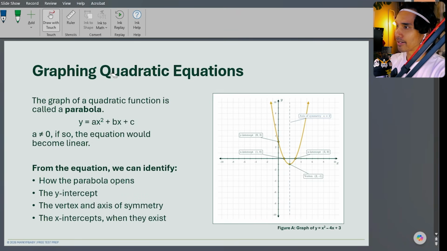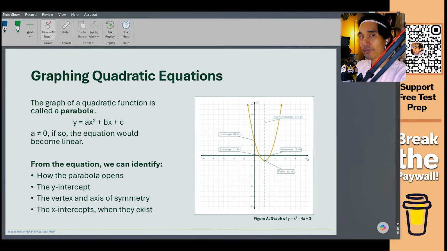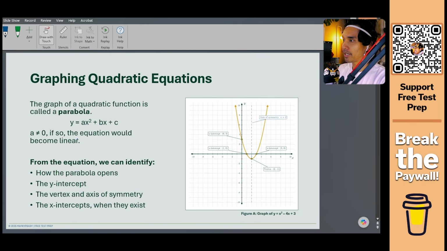Graphing quadratic equations. The graph of a quadratic function is called a parabola. In standard form here, it's y is equal to ax squared plus bx plus c. I am sure you are very familiar with this formula. a cannot equal 0. If so, the equation would become linear. Try it yourself. If we just put 0 here, we will have y is equal to bx plus c, which we are very familiar with.